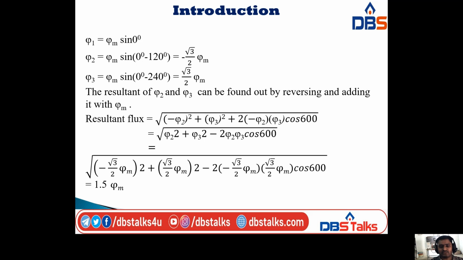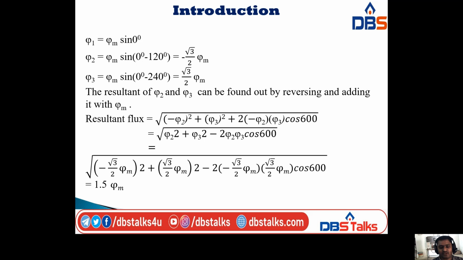So the formula is: the resultant flux is equal to root of minus phi 2 whole square plus phi 3 whole square plus 2 into minus phi 2 into phi 3 into cos of 60 degrees. That is root of phi 2 whole square plus phi 3 whole square minus 2 into phi 2 into phi 3 into cos 60 degrees. It is not 600, please correct this; it is cos 60 degrees.